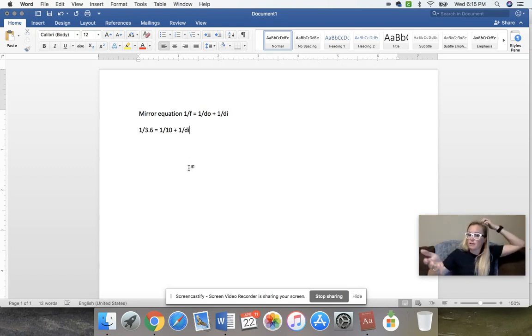So hopefully mathematically, sorry, not 3.6. That was my focal length. For the distance of the image, I got roughly 2.5. So mathematically, hopefully we get about 2.5, because that's what my drawing showed, so my ray diagram showed.